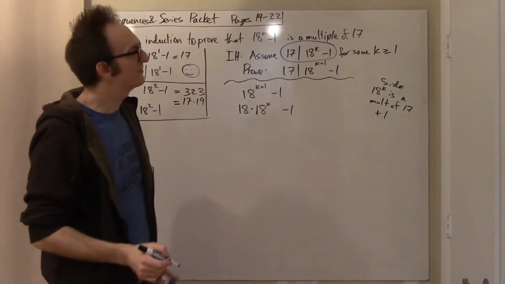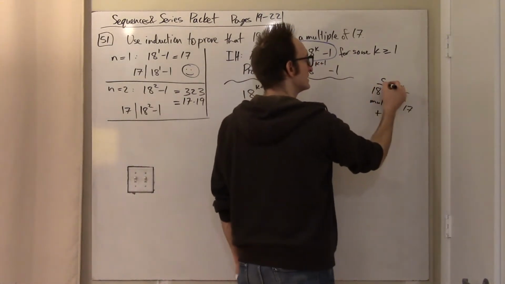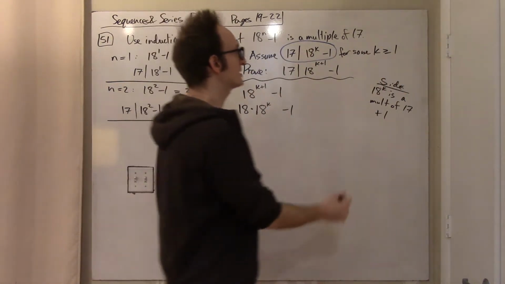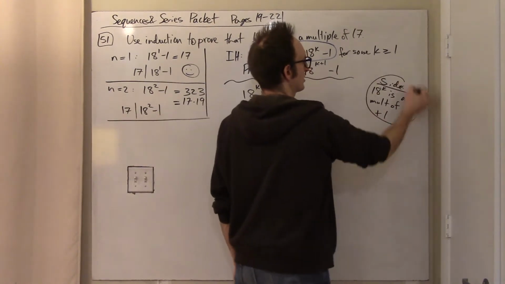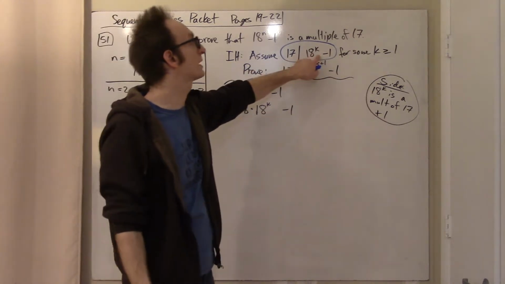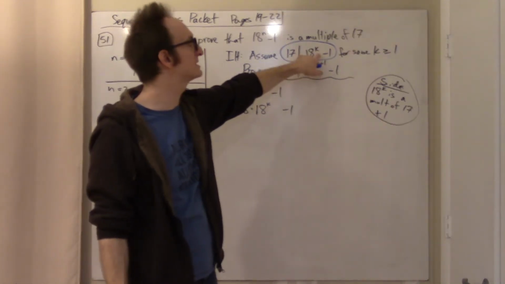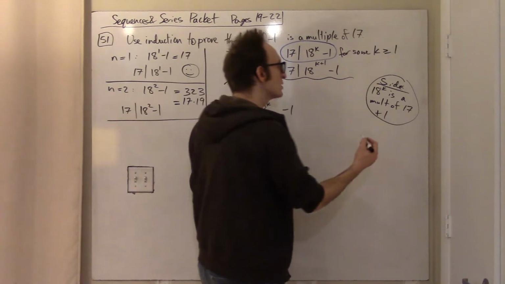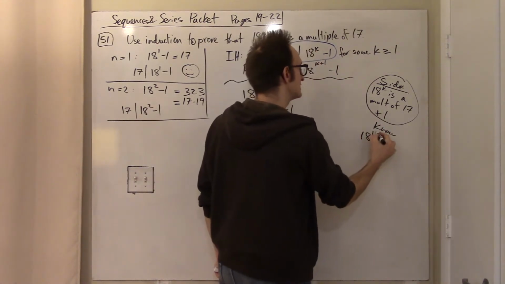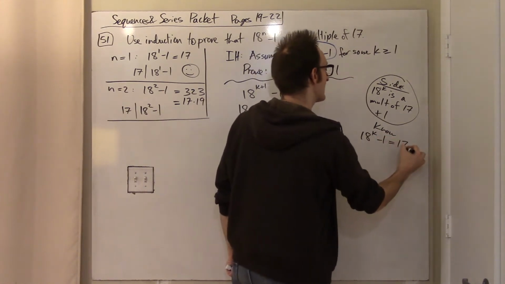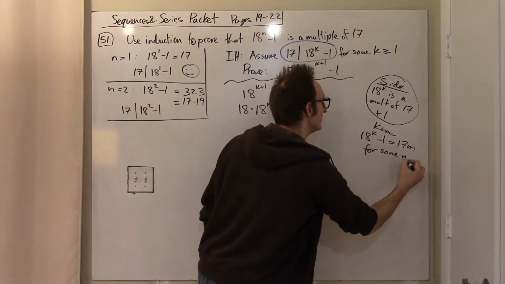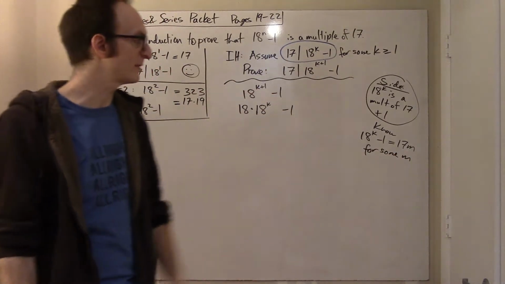And in fact, probably the easiest way for beginners to do this problem is off to the side, I'll just put this in a circle because this is my side thoughts. Let me state this even more clearly. My inductive hypothesis is that 18 to the k minus 1 is a multiple of 17. So what do I know? I know that 18 to the k minus 1 is 17m, for some m. That's just what it means to be a multiple of 17.